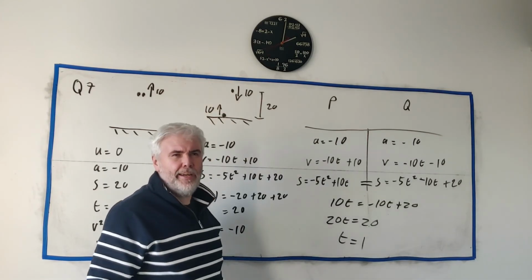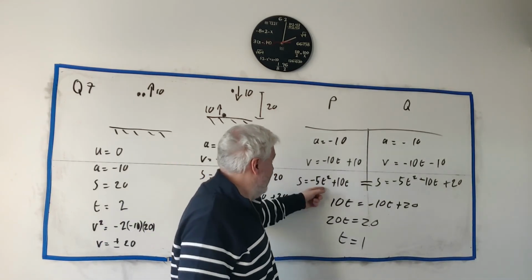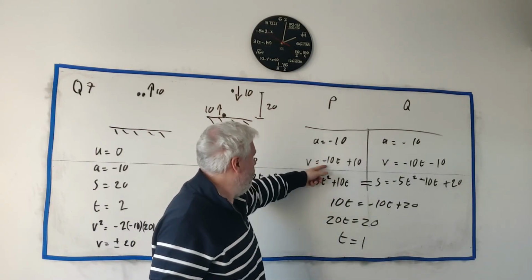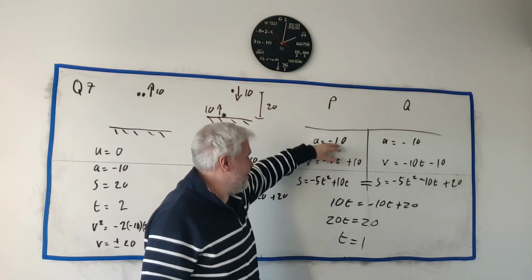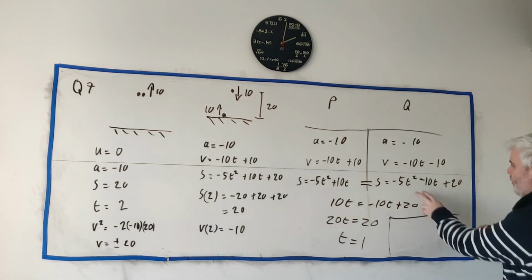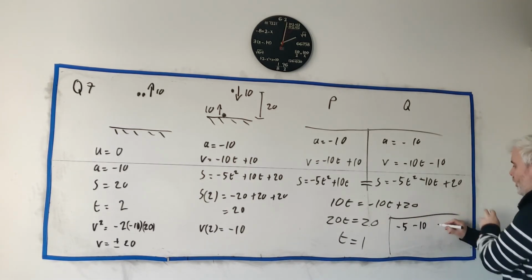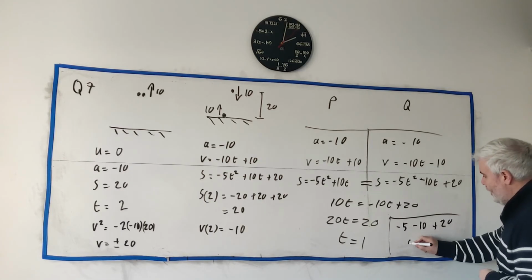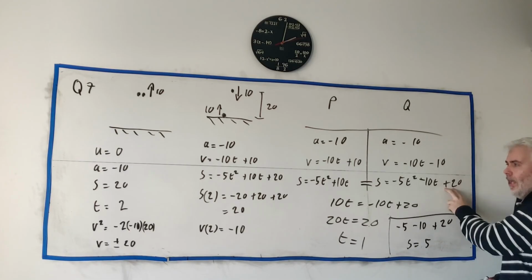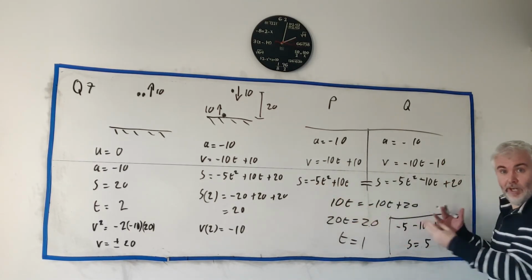So they didn't ask when they hit, they asked where did they hit. So you just put it into either of these equations you want, and you'll find out where. If you want to find out what speed they were going, put 1 into these guys. Acceleration won't change. So where are they? Pick either one you want. Let's pick this one here. Put 1 in. We get minus 5, minus 10, plus 20. The displacement is equal to 5. He's 5 above the ground when they hit. You can put it in here as well. Minus 5 plus 10 is 5. They're at the same point.